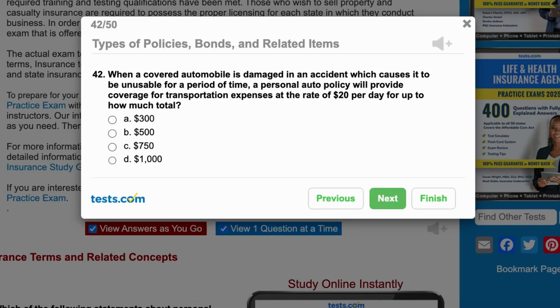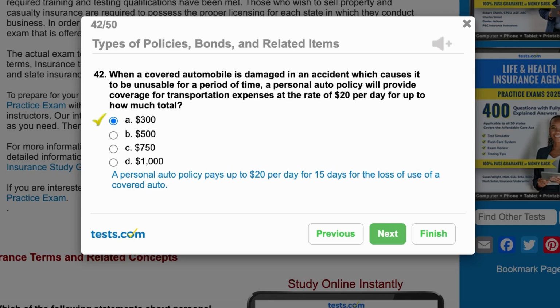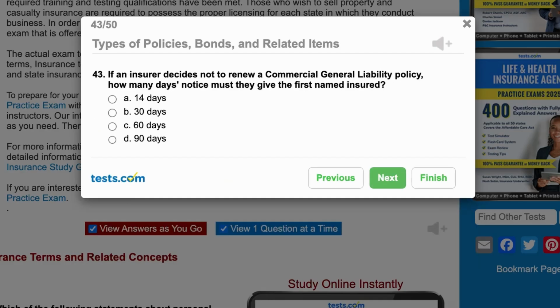Question 42. When a covered automobile is damaged in an accident which causes it to be unusable for a period of time, a personal auto policy will provide coverage for transportation expenses at the rate of $20 per day for up to how much total? A. $300. B. $500. C. $750. D. $1,000. A. $300. A personal auto policy pays up to $20 per day for 15 days for the loss of use of a covered auto.